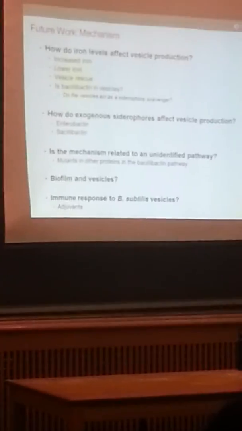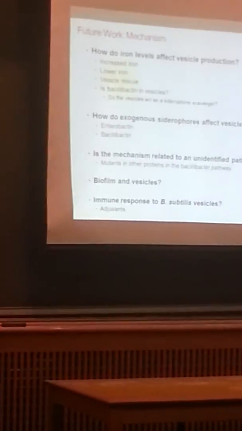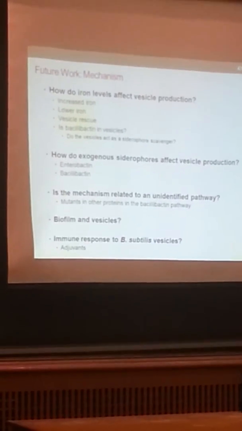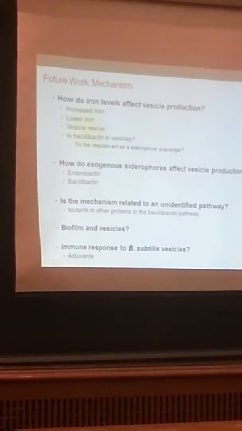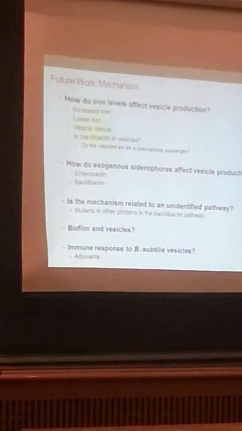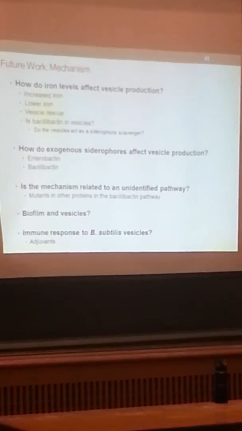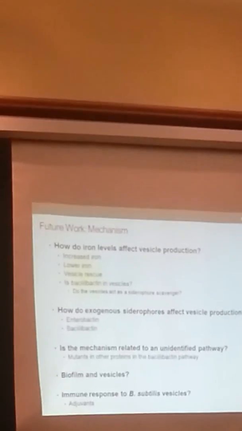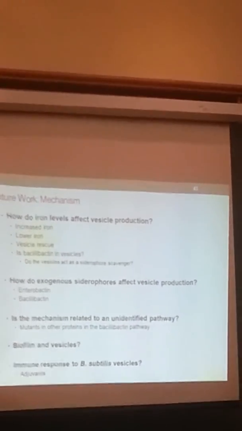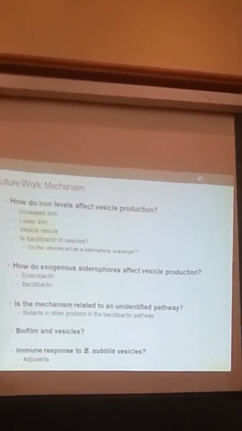I could also try vesicle rescue. What if the bacillibactin is somehow associated with these vesicles? If I add vesicles from a siderophore-positive strain to one that doesn't have it, can it help rescue the growth or even change how many vesicles it's making? Because these vesicles contain the siderophore binding proteins, could they even be a siderophore scavenger? So a scavenger for the scavenger? We'll have to look into it.